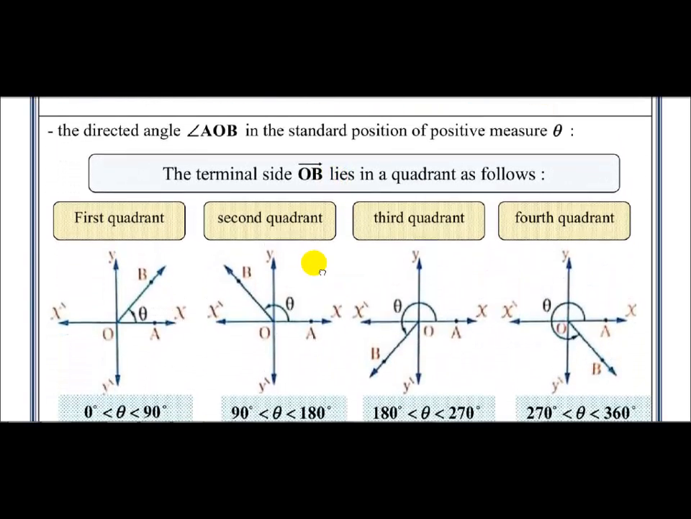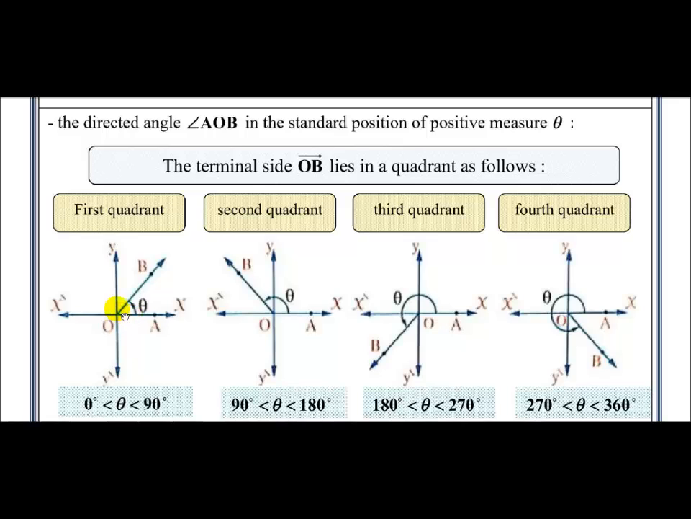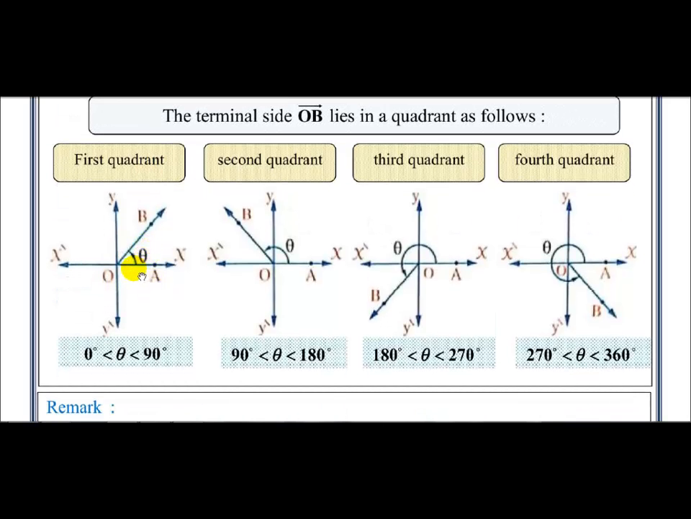Look, this is a directed angle in standard position. This is the initial side and this is the terminal side. My terminal is in the first quadrant, then the position of this directed angle is the first quadrant. Here theta is greater than 0 and smaller than 90.